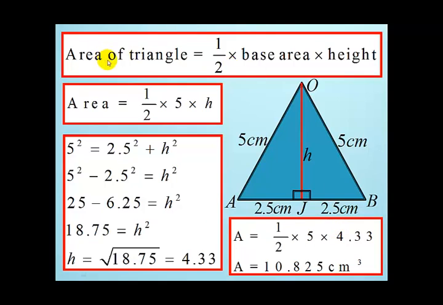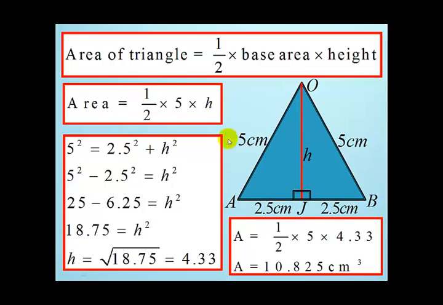Now, area of the triangle. Area of a triangle is calculated using half times the base times the height. So area is equal to half times the base. Now the base is AB. That's the distance from A to B, which is 5 centimeters. So we have half times 5 times h, where h is the height of the pyramid.